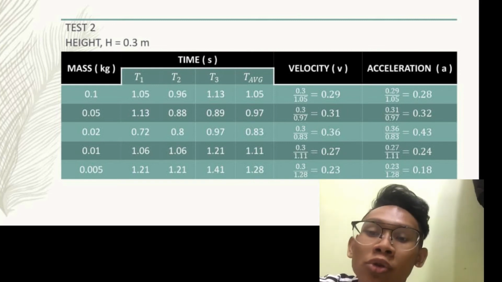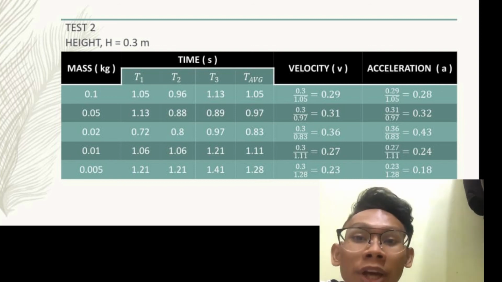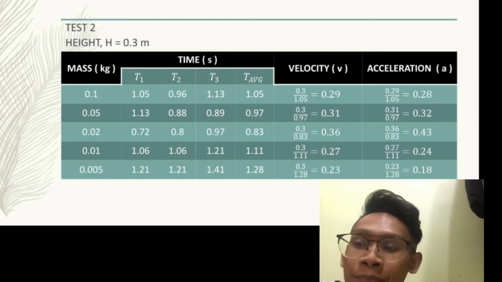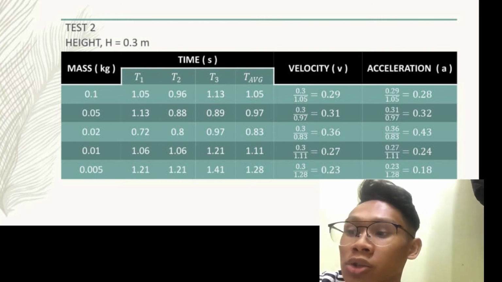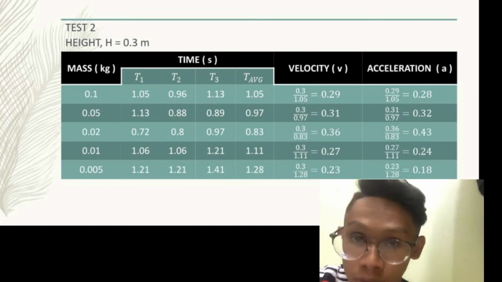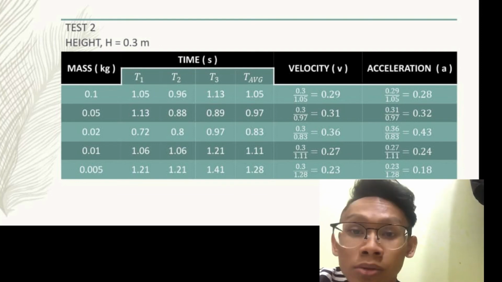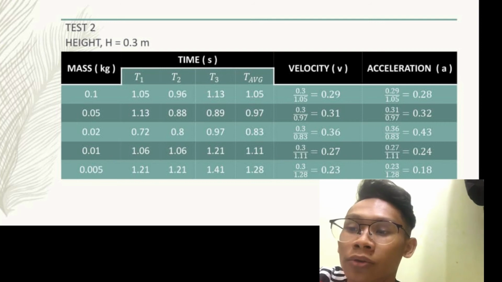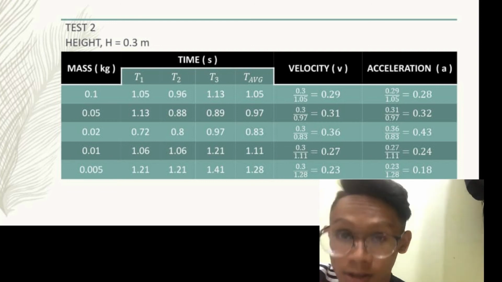For 0.05 kg, for the first time we got 1.13, second 0.88, and third 0.89, and for AVG we got 0.97. For velocity we got 0.31, and acceleration 0.32. For 0.02 kg, first time we got 0.72, second 0.8, and third 0.97. For AVG we got 0.83. For velocity we got 0.36, and the acceleration we got 0.43.